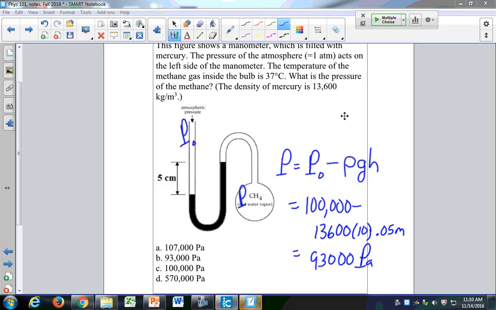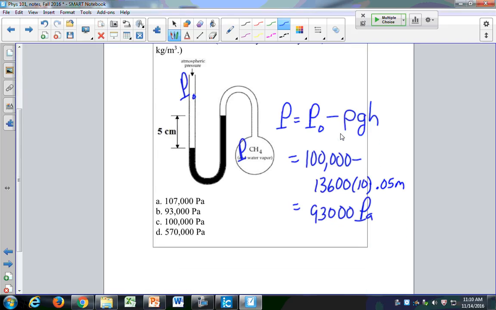You will have a question where you have to deal with either a manometer or a barometer. This is a manometer. Remember, a barometer, which we use to measure atmospheric pressure, is exactly the same, except one of these pressures is zero. So you'll have one. Both work the same way.